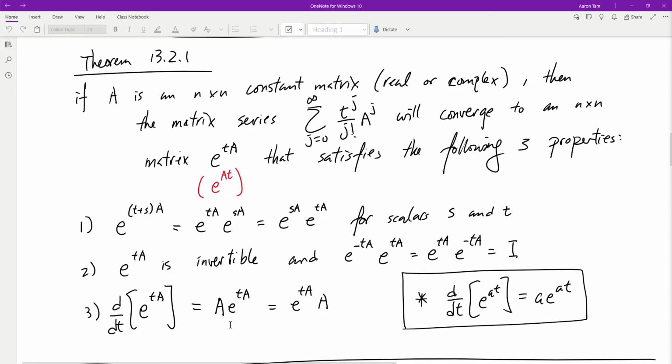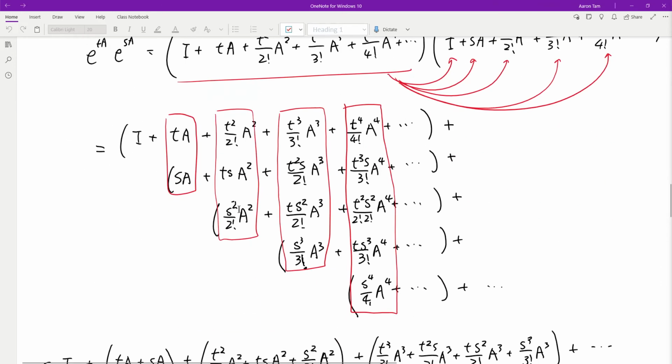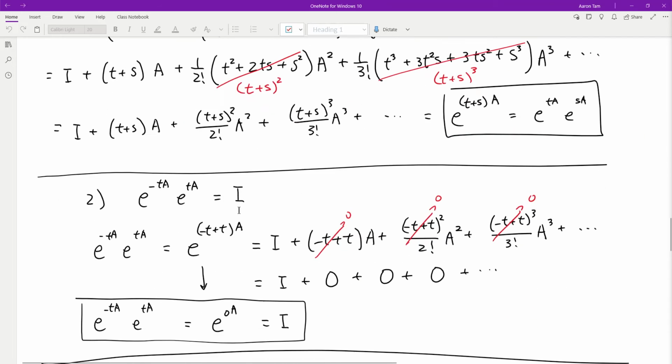And of course, the most important property is number 3 right here, which tells us that when you take the derivative of a matrix exponential, it simply equals the matrix A times the matrix exponential, which is kind of neat. And remember, this is a matrix multiplication between two matrices. A is a matrix, e to the tA is also a matrix, so keep that in mind. And last video we proved those properties.